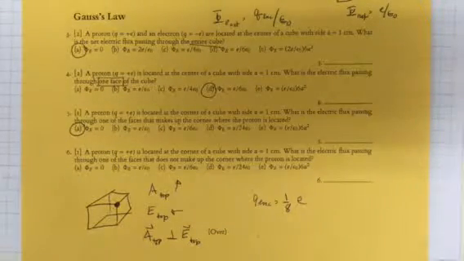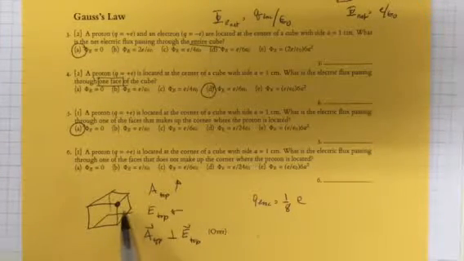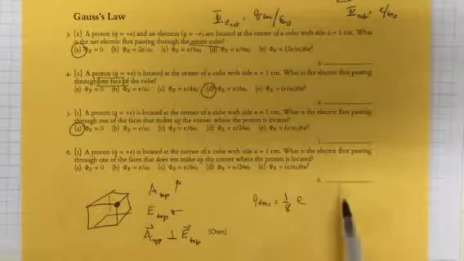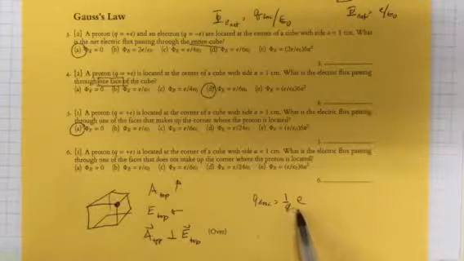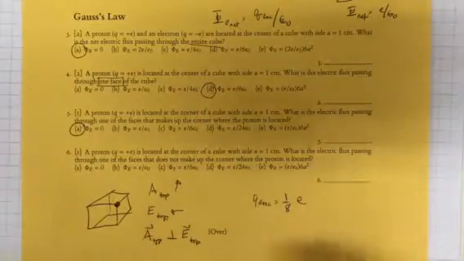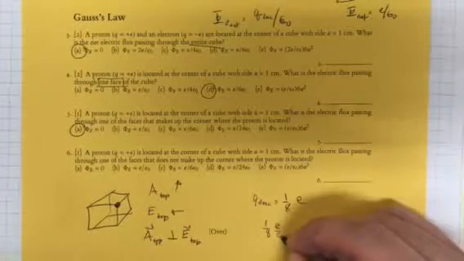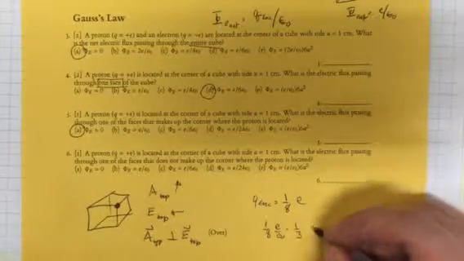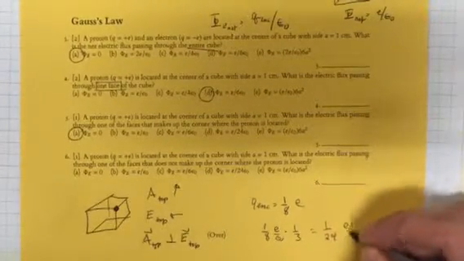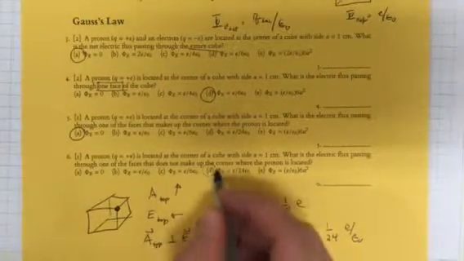Now, if we use our answer from question 5, we see that none of the flux passes through the top, front, or right side face. So all of the flux that will satisfy a Q enclosed of 1/8 E must pass through the bottom, the back left, and the back face. In other words, there are 3 faces for the flux to flow through. So if I take 1/8 E over epsilon naught times 1/3, I'll get 1/24 E over epsilon naught. So my answer choice there is D.